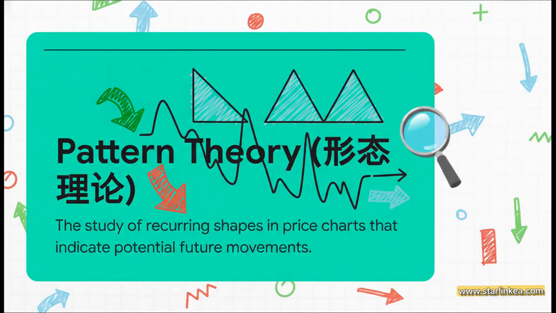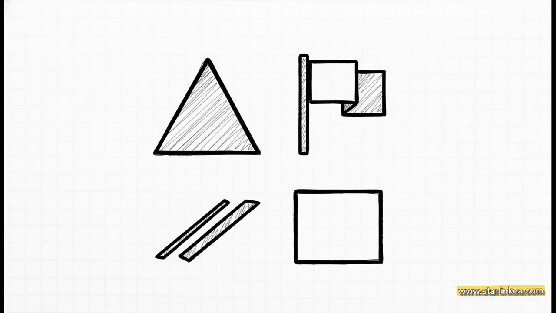What this theory is really saying is that these patterns are not just random noise on a screen. They're actually a visual representation of this constant battle, this tug of war between optimism in the market, the buyers pushing prices up, and pessimism, the sellers pulling them right back down. Every single shape tells a part of that story. And these stories usually fall into a few key categories. We're going to break down the most common ones you'll run into, starting with, honestly, the most fundamental battleground of them all, the triangle.